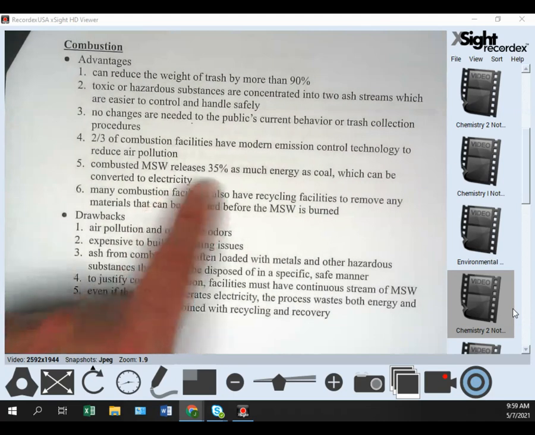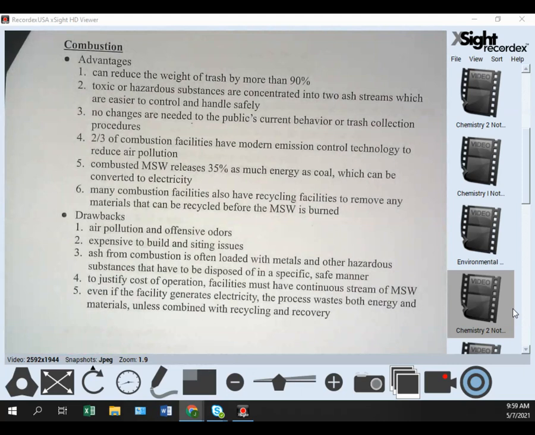Combusted MSW releases 35% as much energy as coal, which can be converted to electricity. So you might look at that and think, okay, you would only get 35% of what you would get if you burned the same amount of coal. But remember, we're burning trash.